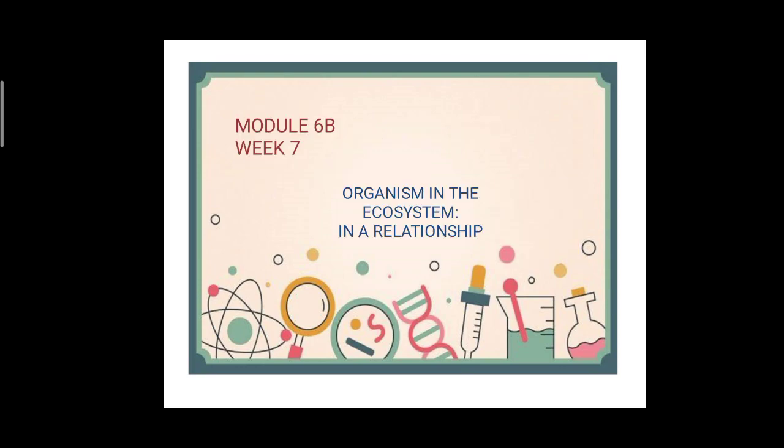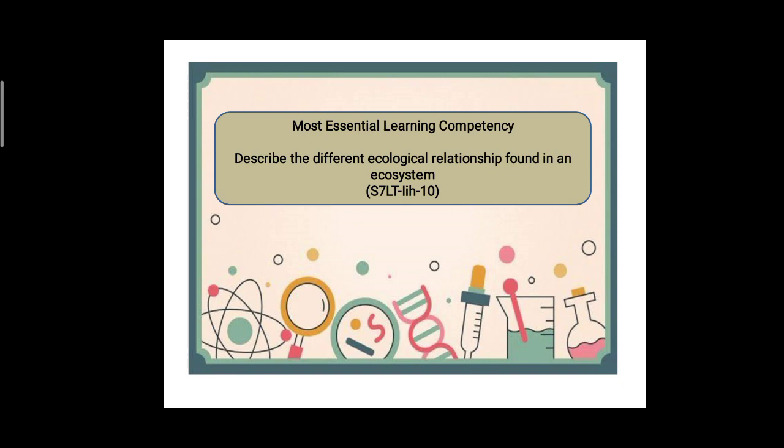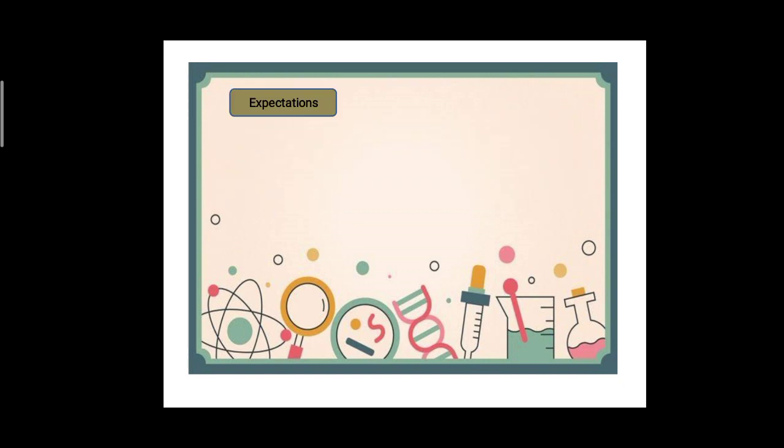We are now on our Module 6B or week 7. Our topic is about the organism and the ecosystem in a relationship. Our MELCs for this week is to describe the different ecological relationship found in an ecosystem. This module will help you describe the different ecological relationship in an ecosystem.